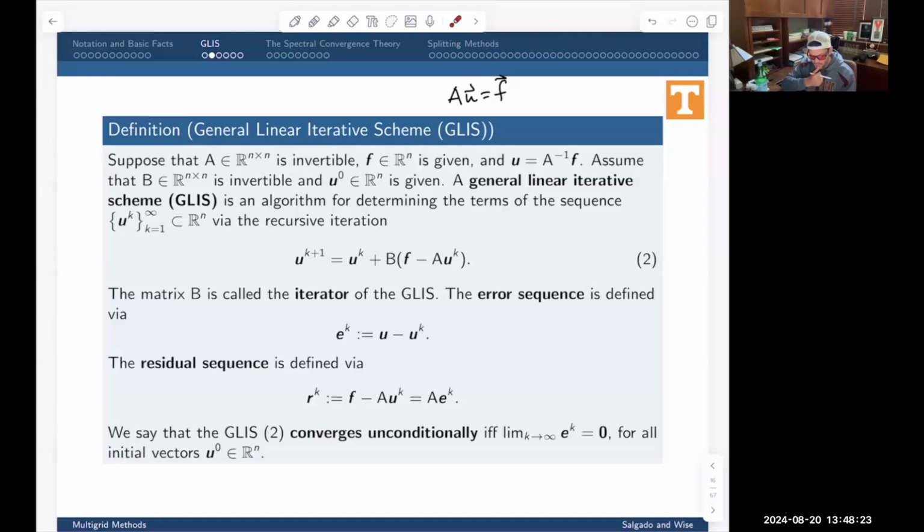The B matrix is called the iterator of the linear iterative scheme. And the error sequence is defined as follows. So if I want to compute the kth error, that's just going to be U minus UK. That's what I call EK. The residual is defined as F minus AUK. And it's not hard to show that that means that RK is equal to A times EK, the error residual relationship.